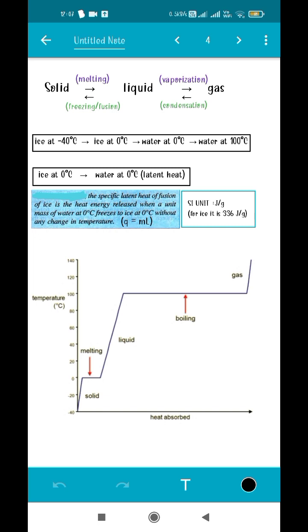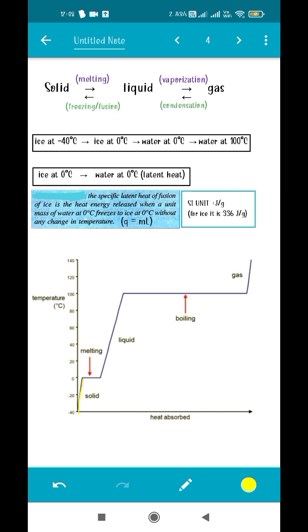Ice at minus 40 degrees Celsius is getting converted to water at 0 degrees Celsius. Let us understand this graph nicely. So initially what was happening? Ice at minus 40 degrees Celsius was getting converted to ice at 0 degrees Celsius. So the temperature was increasing, right?